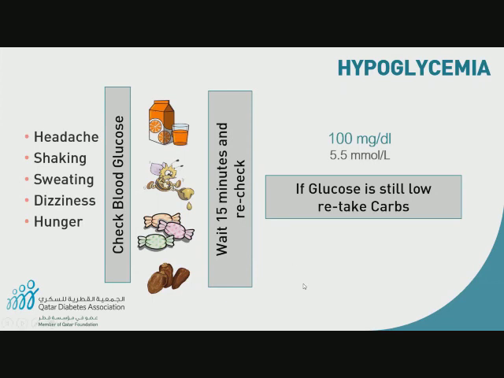This is how we treat hypoglycemia. Check blood glucose, 15 grams of fast-acting carbohydrates, 15 minutes waiting, check. Okay.